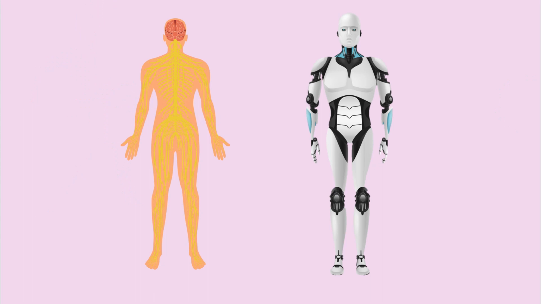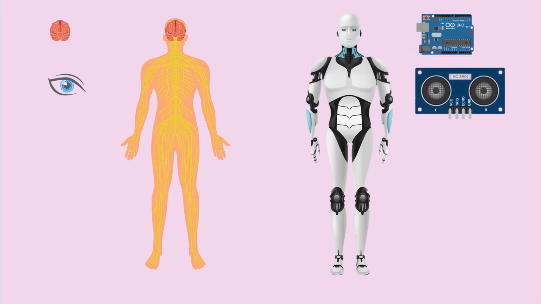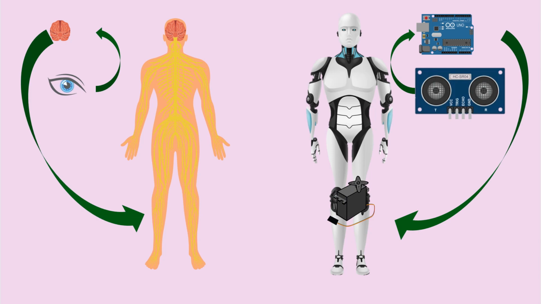In the case of robots, a similar system can be incorporated with the help of processors and sensors. The sensor takes the information from the surroundings and sends this information regarding the obstacle to the processor. The processor then decides what action to be taken and sends this information to the joints of the robot.